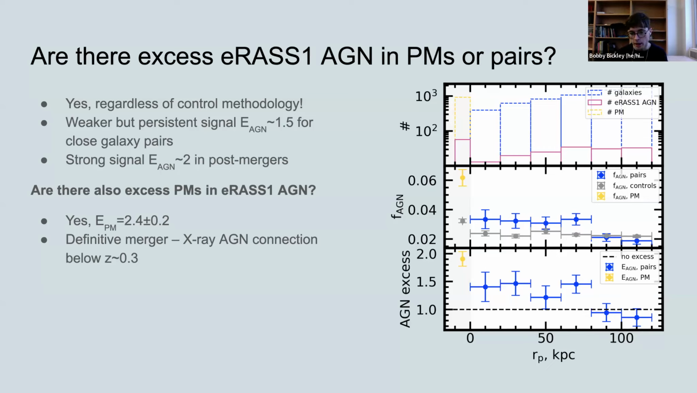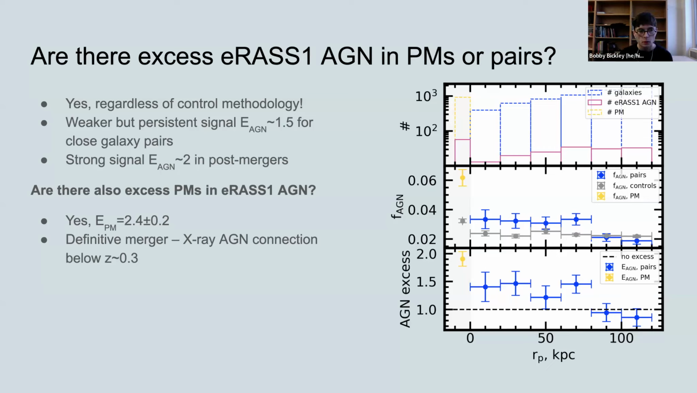There's also a stronger signal, an excess of around 2 in this 924 galaxy post-merger sample that we find compared to controls that we match to those galaxies. Which is really interesting. Basically, it's suggesting that if you have a completed merger event, that galaxy is effectively twice as likely to host one of these X-ray AGN than any old galaxy that you would take.